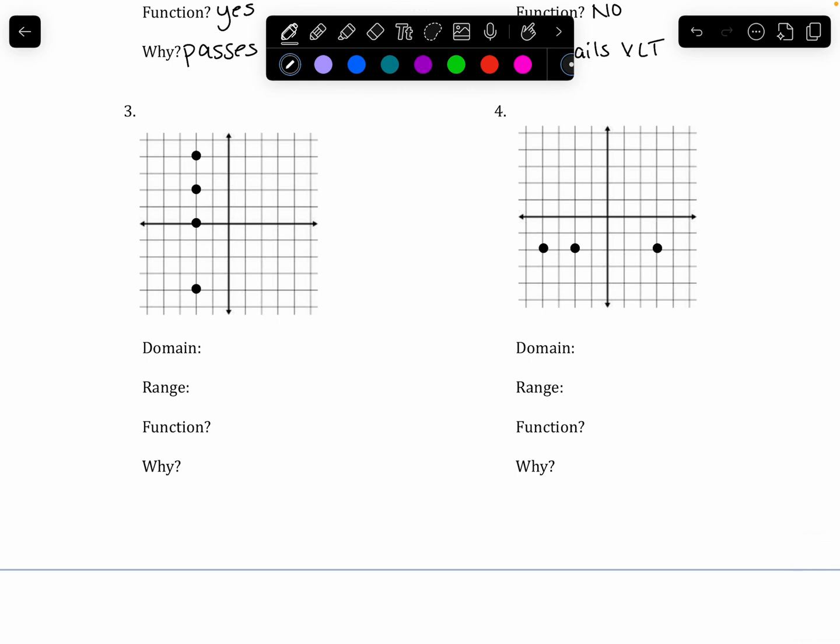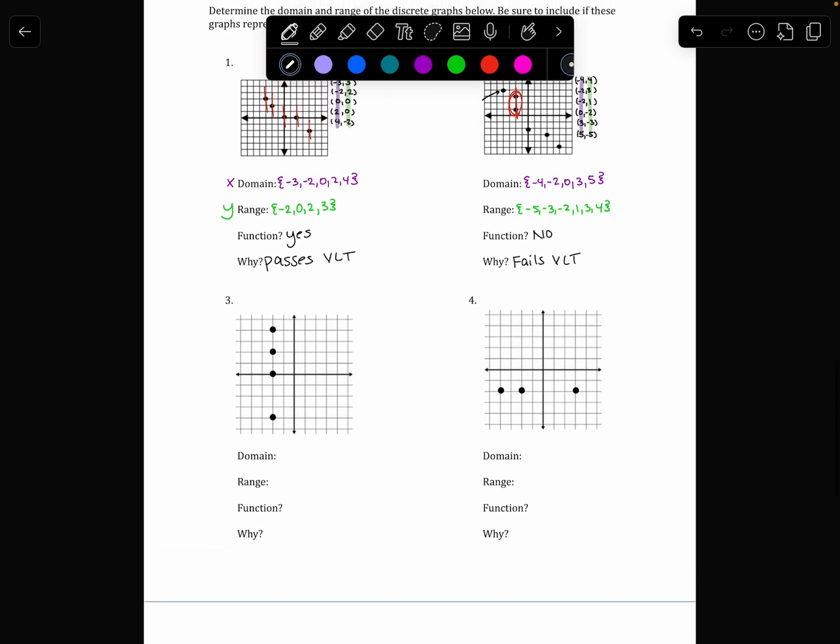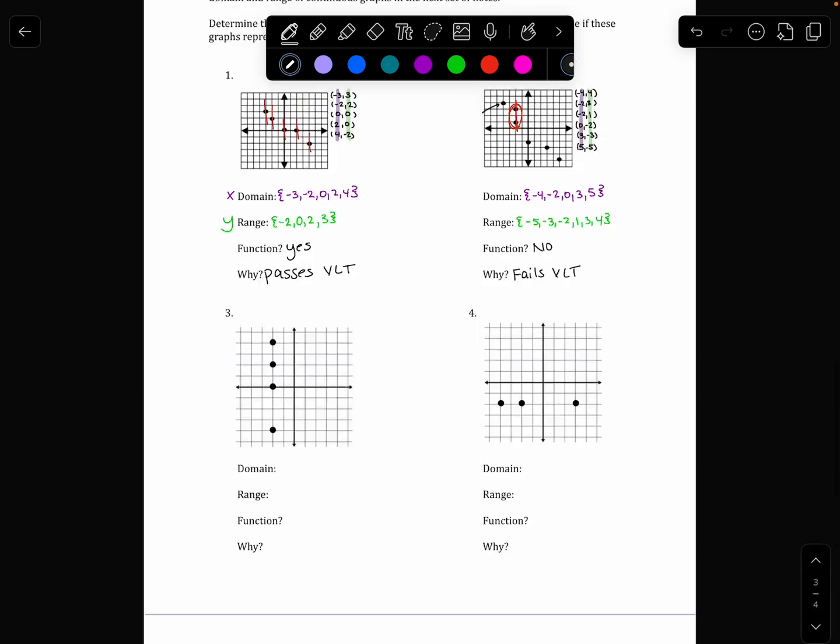All right, and then I'm going to go ahead and skip these last two because I think that you have a pretty good understanding on whether or not these graphs are functions, and then also listing the domain and range specifically of discrete graphs. I will finish this for the sake of the notes key.